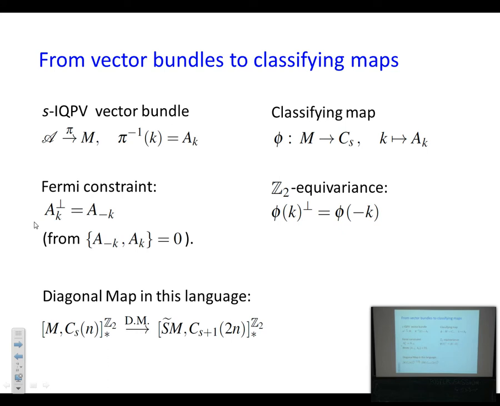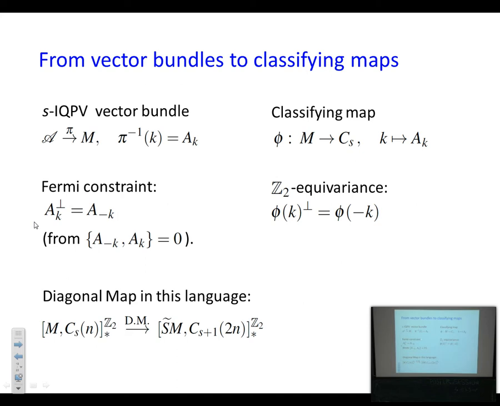Okay, I'm getting to my final slide with the result. This is an easy transparency, which is just to say that we now switch language. We switch language from vector bundles with fibers constrained by S pseudosymmetries, giving a Clifford algebra, to the corresponding classifying map by simply saying that for every momentum, we have such a fiber. So let's make this assignment. Then what we get is a map from M into the classifying space.